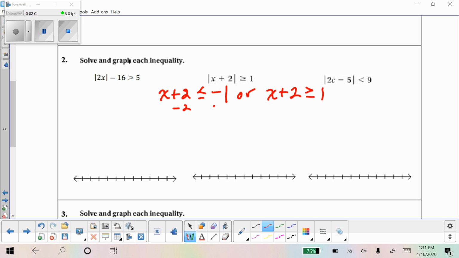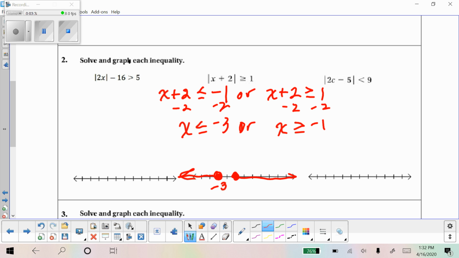Okay, now all I have to do is subtract 2. And subtracting 2 does not switch the inequality sign. And subtracting 2 here gives me negative 1. Okay, so when I graph this one, I'm going to have negative 3. Let's say this is negative 3. We're going to fill in that circle. And then negative 1 would be right there, and that's going to go that way.